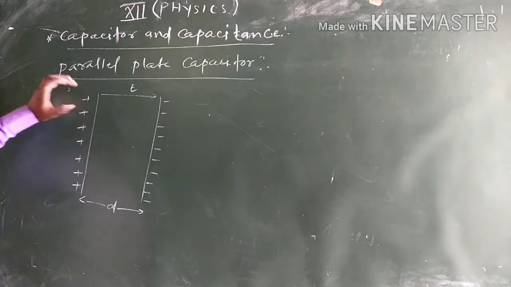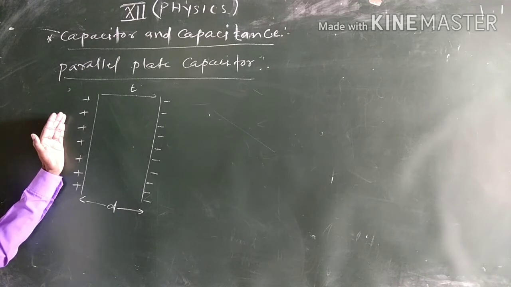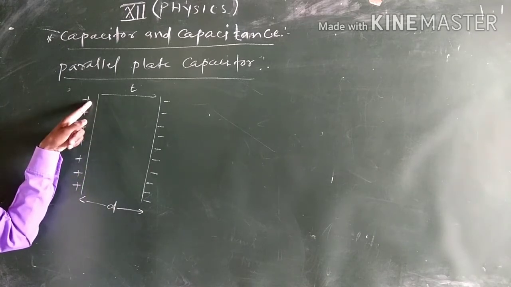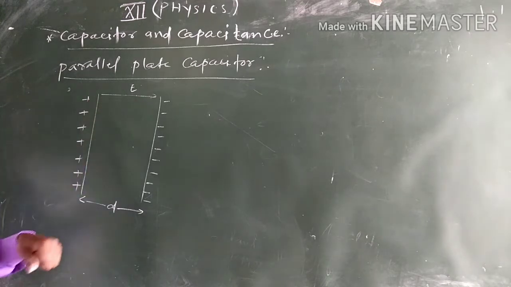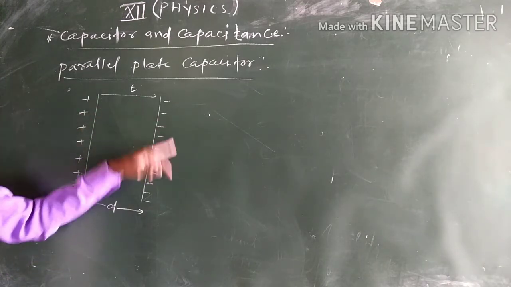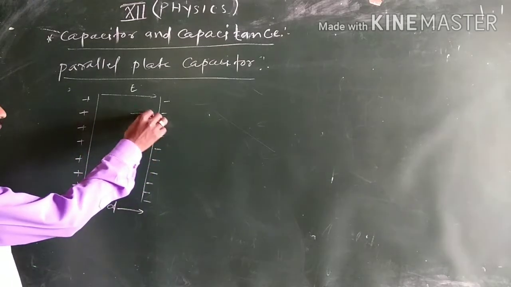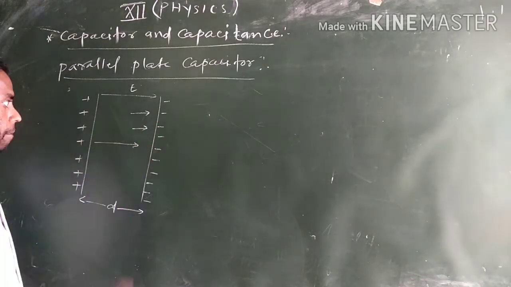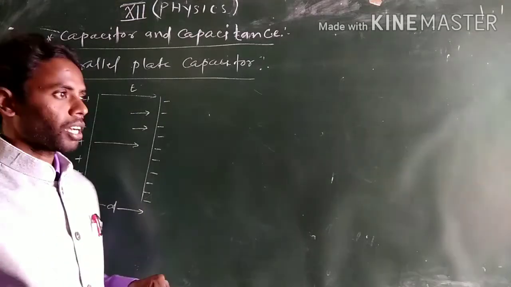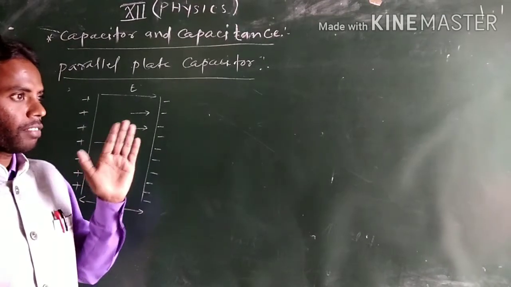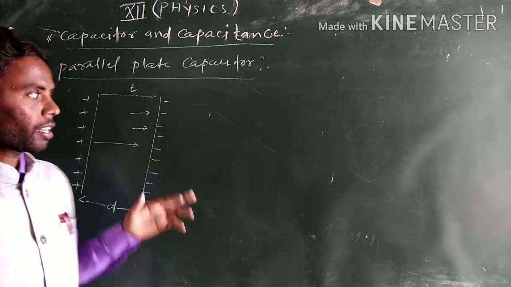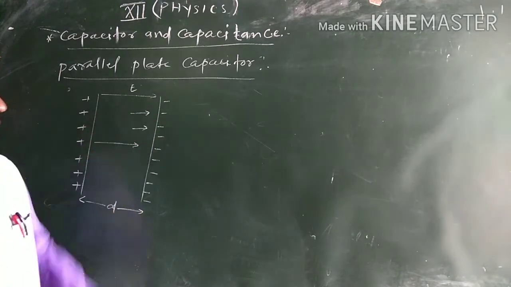Suppose we are observing from this side, then the direction of the electric field lines is positive to negative. That's why from the plus Q charge the field goes left to right, and in this plate it also goes this side, because for the negative charge the electric field lines always point inward to the negative charge. That's why the direction of the electric field lines will be this side.